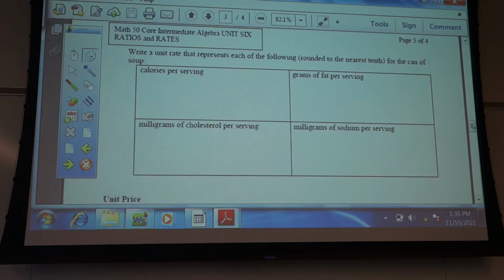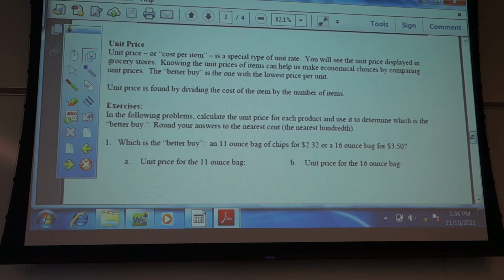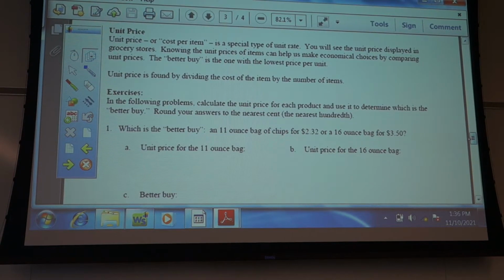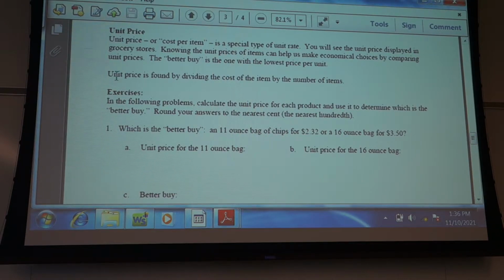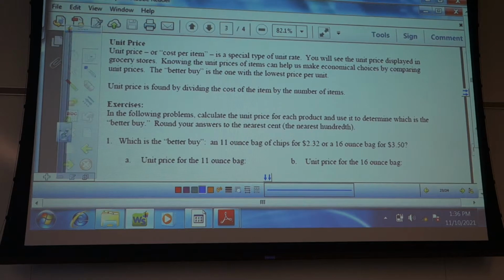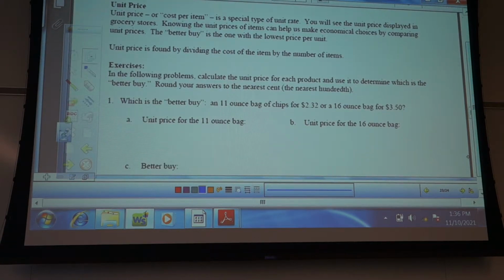Okay, so then last, unit price is the cost per item. A lot of times that kind of helps, like per ounce or per napkin, things like that. So here, find out the unit price per 1 ounce bag. So price per ounce. I want to do that quickly. What's the price per ounce for each of these?